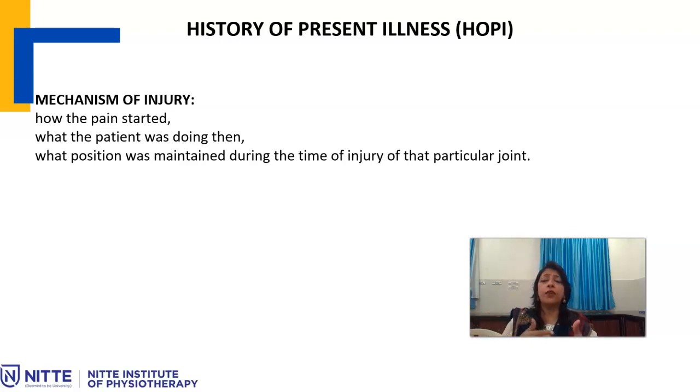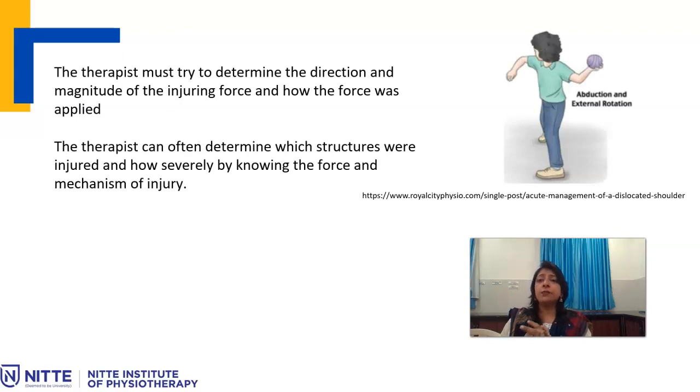Predominantly the mechanism of injury, how the pain started, what the patient was doing all this while once the injury had occurred, whether he did self-medication, whether he showed to any other doctor, and during the time of injury, how the position of the joint or the structure was maintained. So the therapist must try to determine the direction and magnitude of the injuring force and how the force was applied.